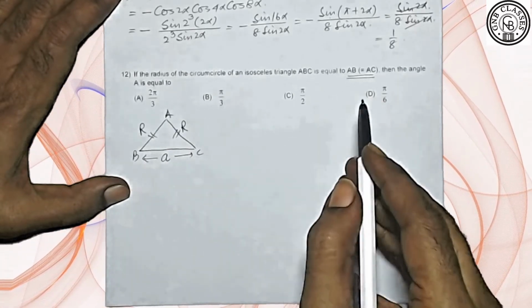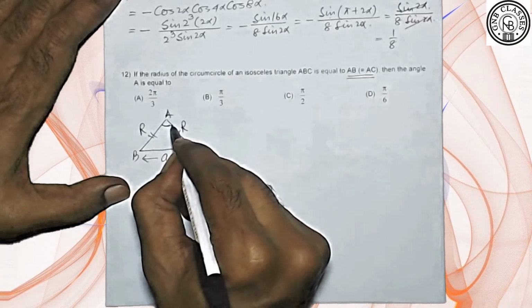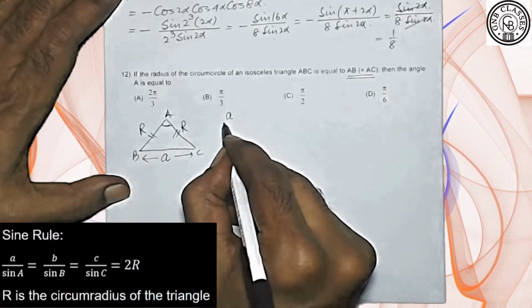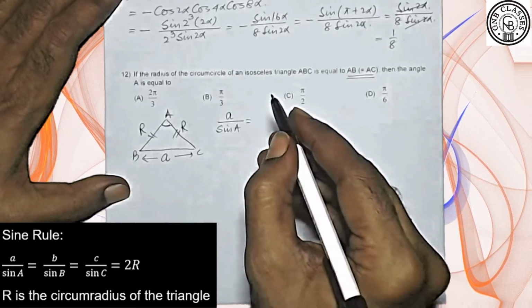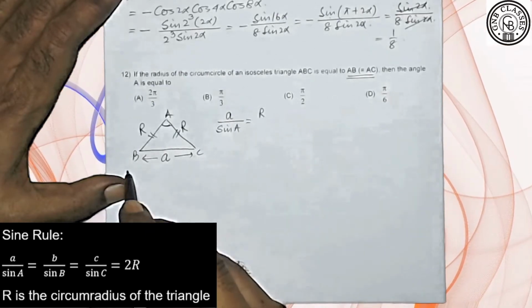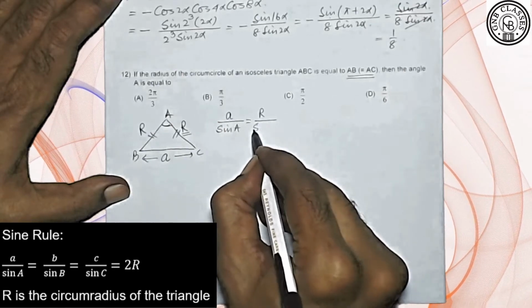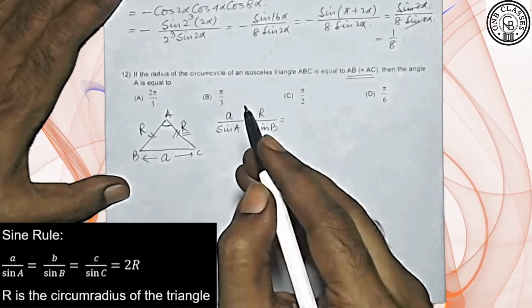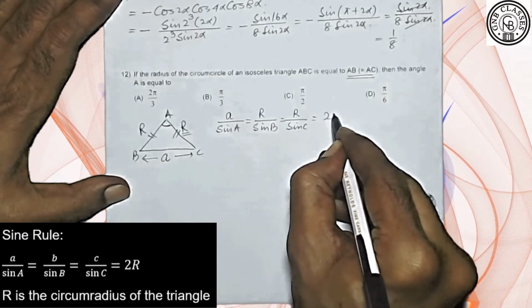Okay? Now we have to find out the angle A. We need to find out this angle. Now we know from the sine rule that a by sine A equals b by sine B equals c by sine C. In this case, the length of b is R, by sine B is equal to c. Again, the length of c is R over here, which is equal to 2R.